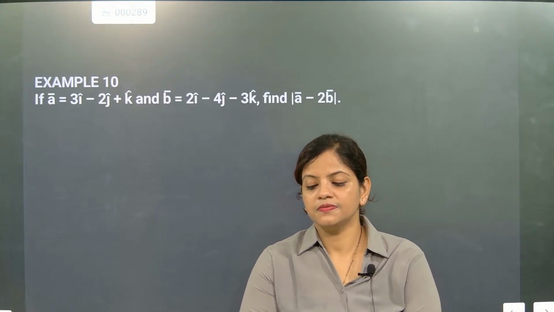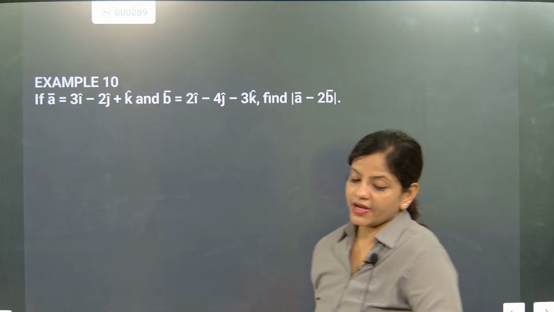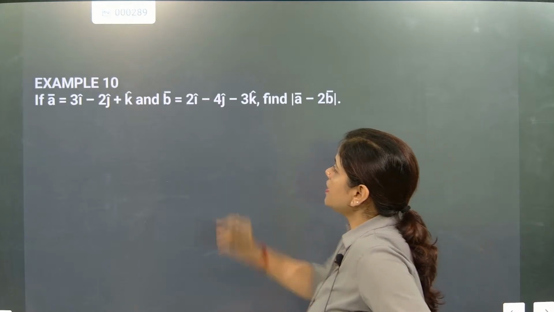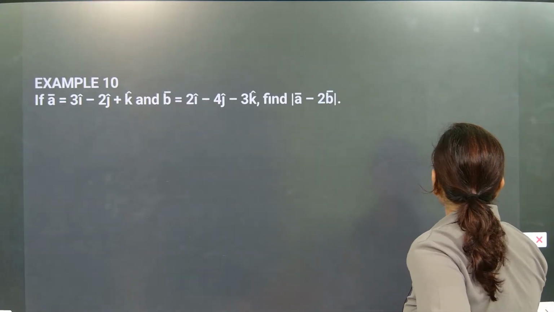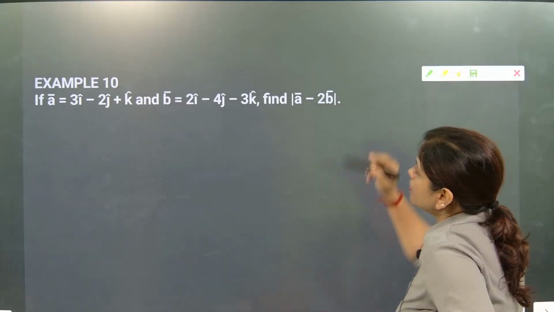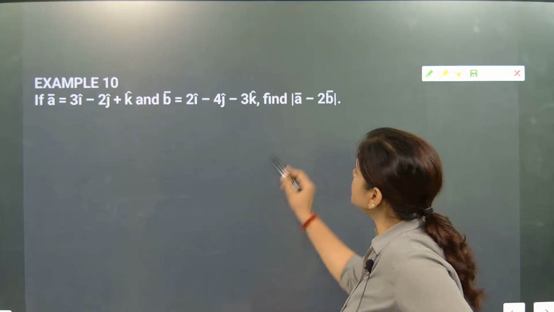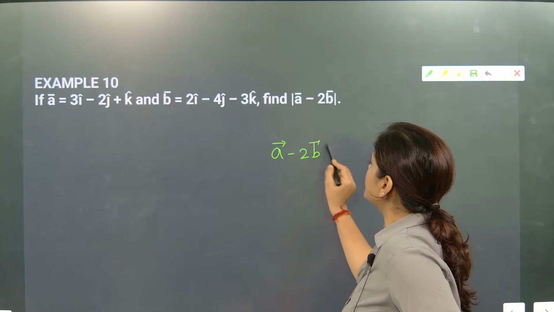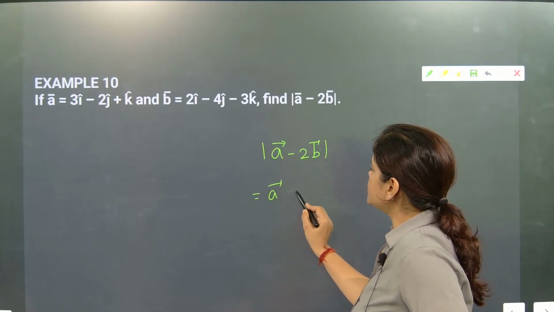Solve this question. So magnitude of A vector minus 2B vector. First you write down what is A vector minus 2B vector. Loga, tell the answer, beta. Kishore, Loga, try this question and give me the answer. The question is exactly A vector minus 2B vector magnitude. So first you find A vector minus 2B vector.